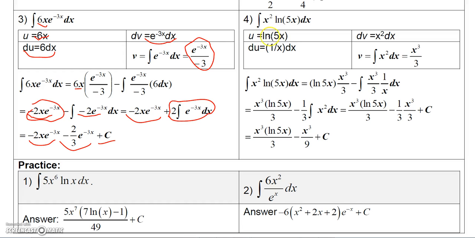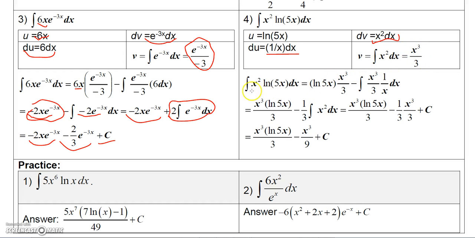Because when you take the derivative of natural log of 5x, what you get is 1 over 5x, then times the derivative of 5x, which is 5. So you get 5 over 5x, which is just 1 over x. So the derivative of natural log of 5x is just 1 over x. And then you multiply that by dx, and that's your du. Now the dv has to be the rest, which is the x squared dx. So you say dv is x squared dx, and then when you integrate this, you get v equals the integral of x squared dx, which is x cubed over 3.